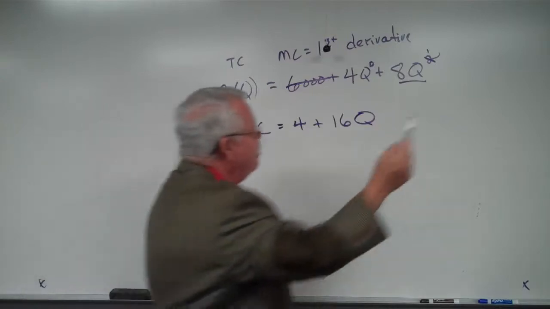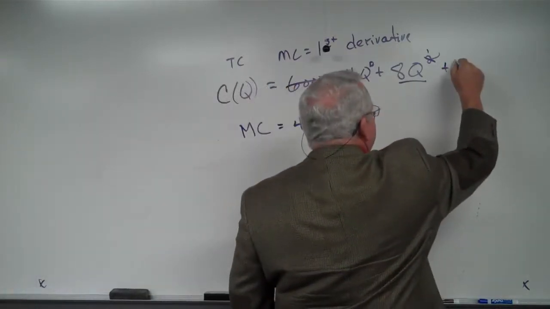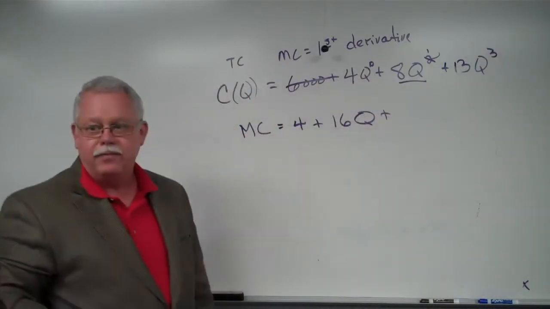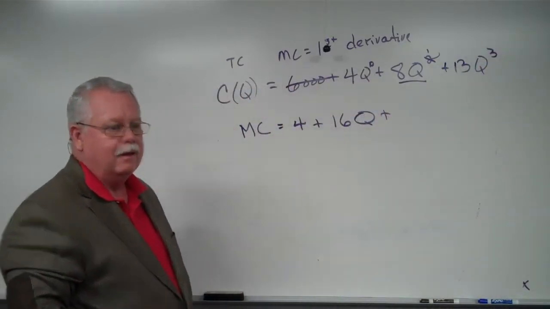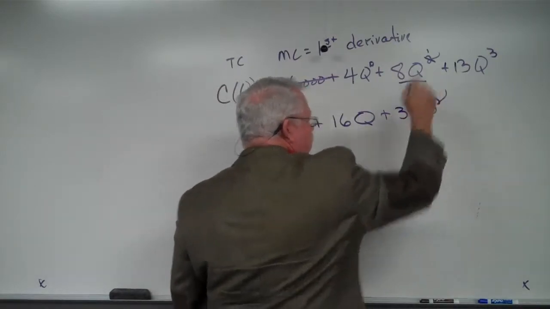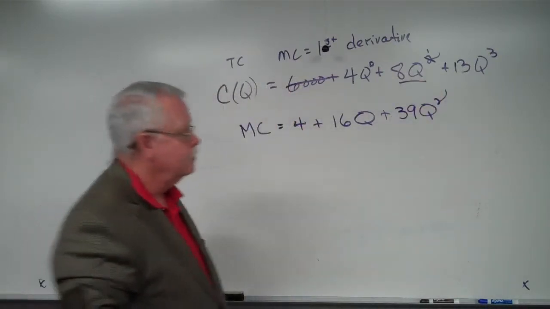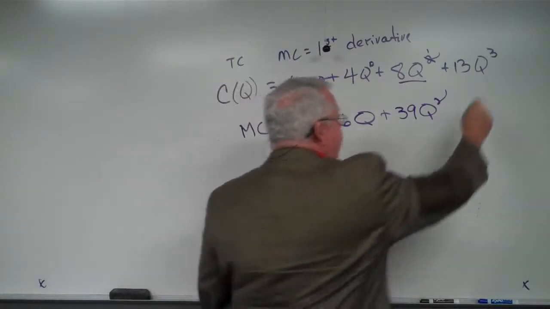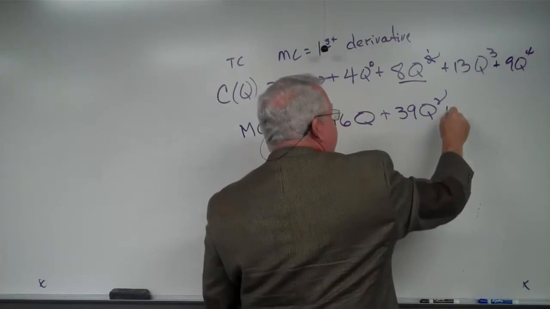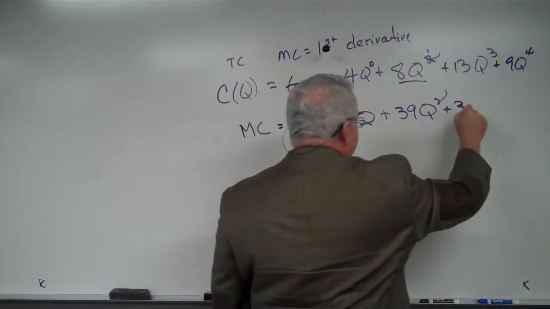Oh, I might have another one. What if we had another term out here? 13Q to the third. What would be the next step? 3 times 13 is 39. And then Q goes to the second. Q to the second. Feeling pretty good? Try this one. Plus 9Q to the fourth. What would you have? 36Q to the third.